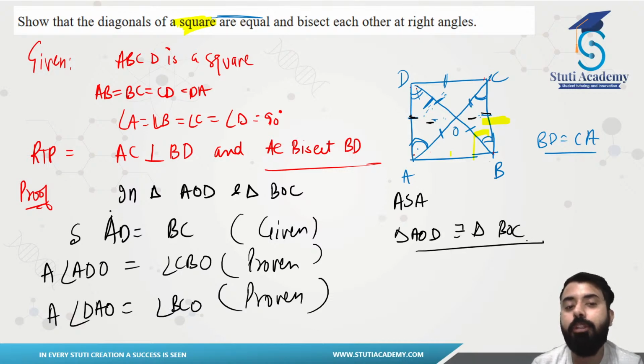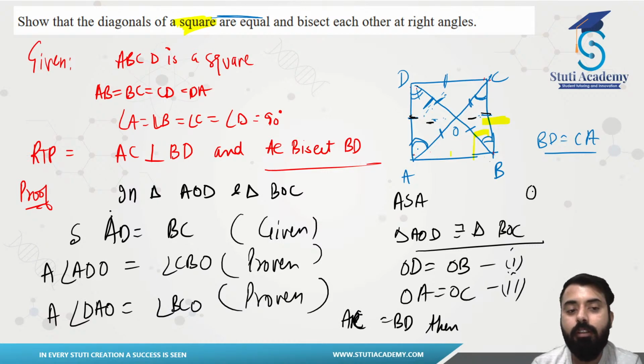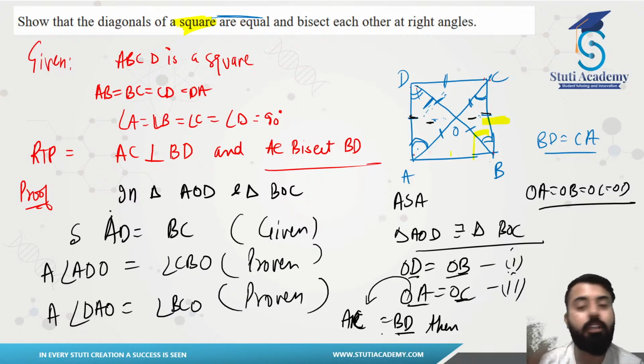That is the main thing to be noted here, and you can ultimately say this: OD is equal to OB, OA is equal to OC. Now let's call this one our first and this one our second, and I already know AC is equal to BD. Then I can say OA is equal to OB is equal to OC is equal to OD, because OA and OC is half of AC, OD and OB both are half of BD. If their wholes are equal, then their parts are equal as well. So that means diagonals are currently bisecting each other.